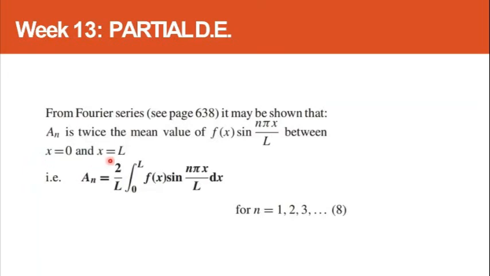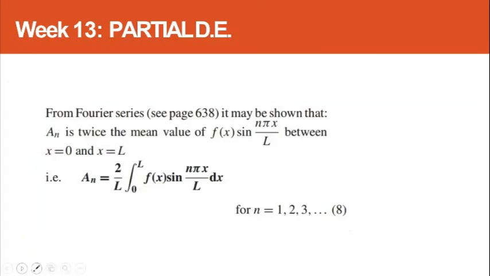In our discussion of the Fourier series, it is also categorized based on requirements. As an example, we have a sub n equal to 2 over L times the integral from 0 to L, which is the period or range, of f of x times sine n pi x over L dx, where the value of n can be 1, 2, 3, and so on. So, this equation becomes our equation 8.